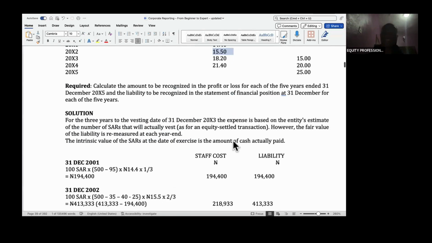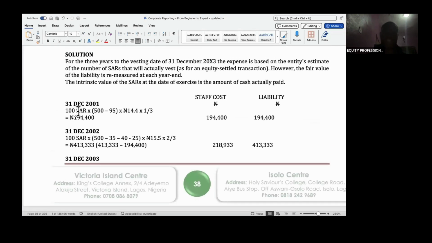So for year one now, it's just as you have told me. We are giving each of them 100 share appreciation rights. Only 405 is the estimate that will vest. Then multiply that by the fair value at the end of that year. Then we prorate times 1/3. That gives us 194,400. So we're going to debit staff cost with that, and we're going to credit liability. I hope that one is clear.